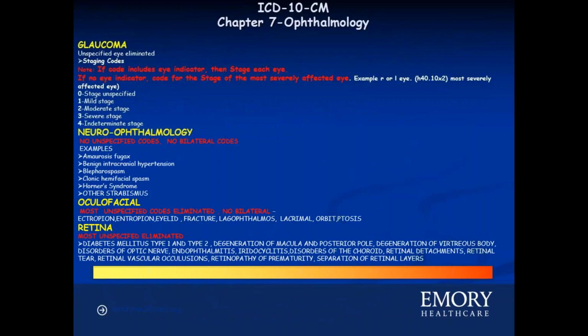Neuro-ophthalmology, no unspecified codes and no bilateral codes. And these are some examples of the conditions that we see with neuro-ophthalmology. We have oculofacial. Most of those unspecified codes were eliminated too. And the retina, most of those unspecified were eliminated. That goes into the diabetes, type 1 and 2, degeneration of macula and posterior pole, and so forth.